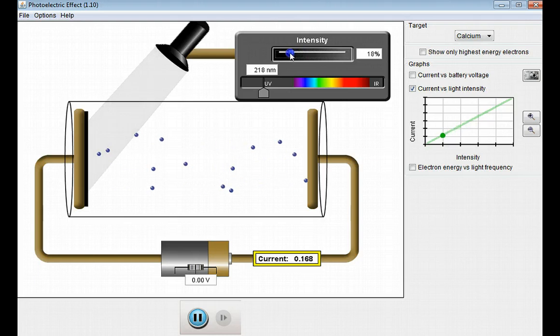And as long as you're not at zero intensity, where you get no photoelectrons, as long as you have a little bit of intensity, like 2%, you're still going to get photoelectrons being ejected, and you'll still be getting current being registered.